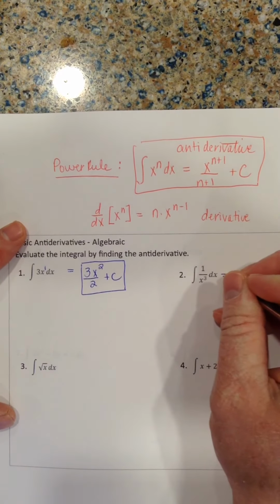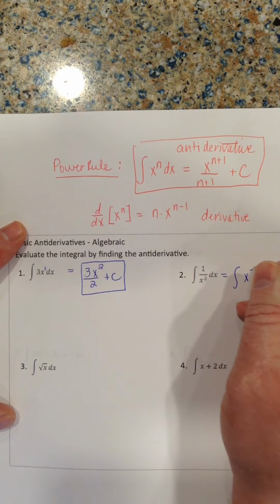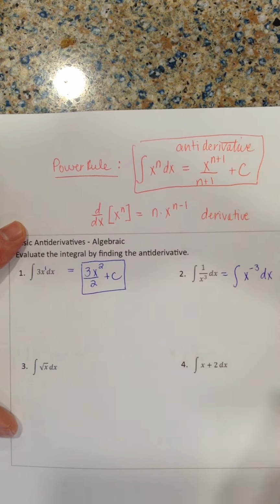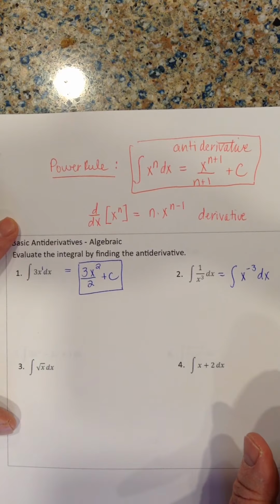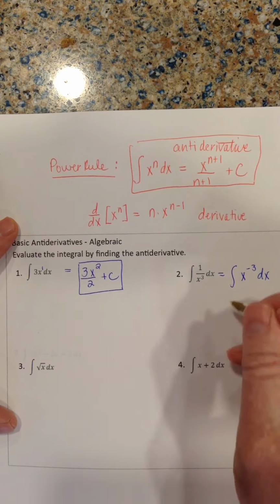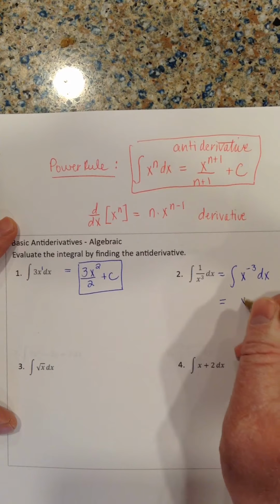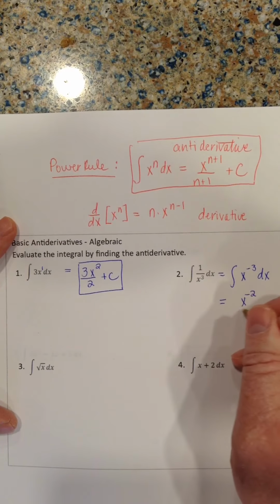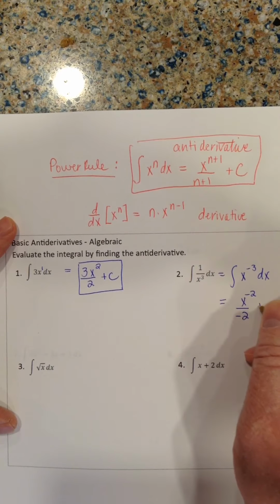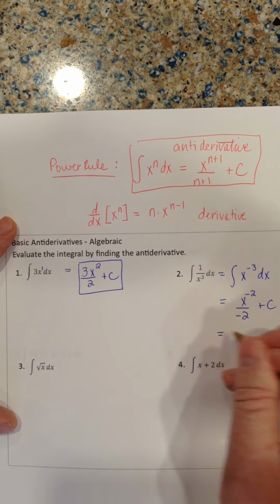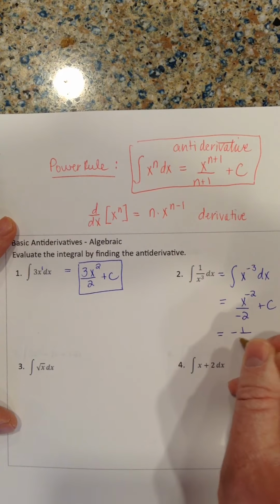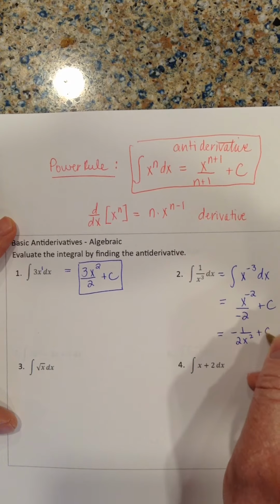Number 2, I'm going to rewrite this one: x to the negative 3 dx. Now that was not a calculus step, that was an algebra step. Now I can take the antiderivative and I'm going to add 1 to the power, so I get x to the negative 2 divided by the new power and add a constant of integration. Now you'd probably see that written negative 1 over 2x squared plus c.